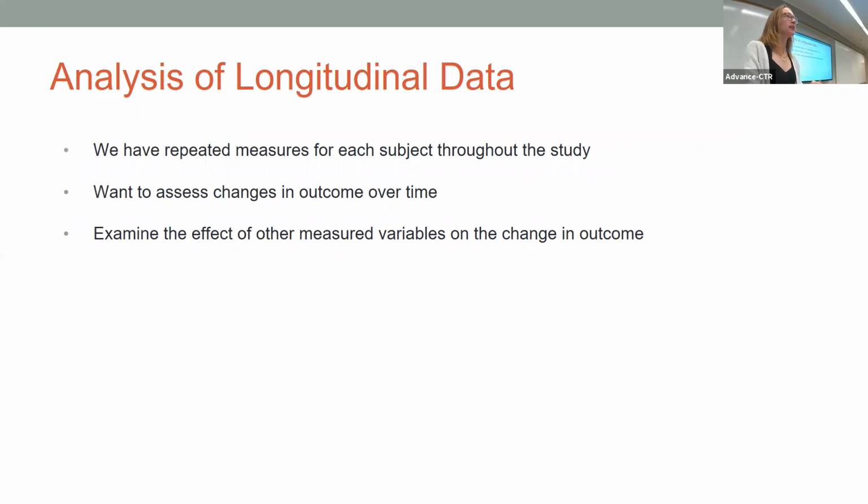So when you're beginning your analysis of longitudinal data, at the end of your study, you've collected all your data, you have repeated measures for each subject throughout the study, and your goal is to assess changes in outcome over time. Maybe it's fully from beginning to end, or maybe it's month-to-month changes. You also want to examine the effect of other measured variables on the change in outcome. So if it's experimental, maybe how does treatment status affect the changes in outcome, or how is it different between those two groups?